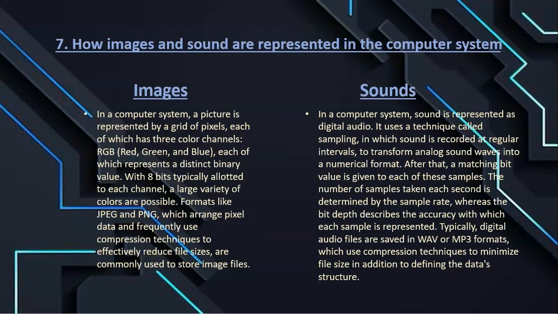How images and sound are represented in a computer system. Images are represented in a computer system as a grid of pixels, each of which has 3 color channels: RGB, red, green, and blue, each of which represents a distinct binary value, with 8 bits typically allotted to each channel. A large variety of colors are possible.